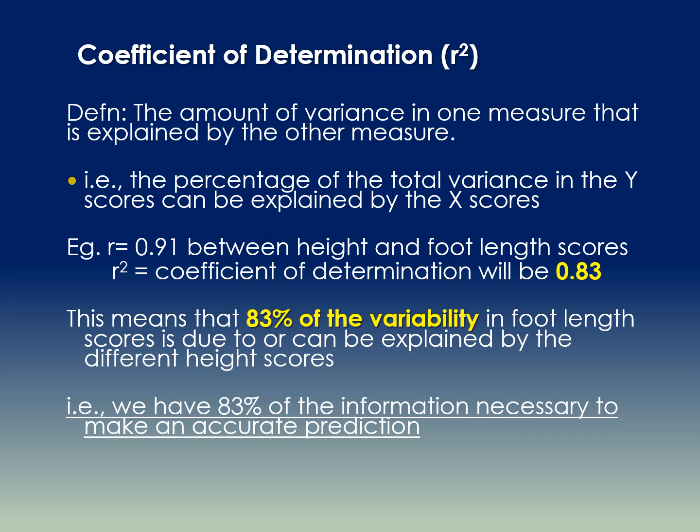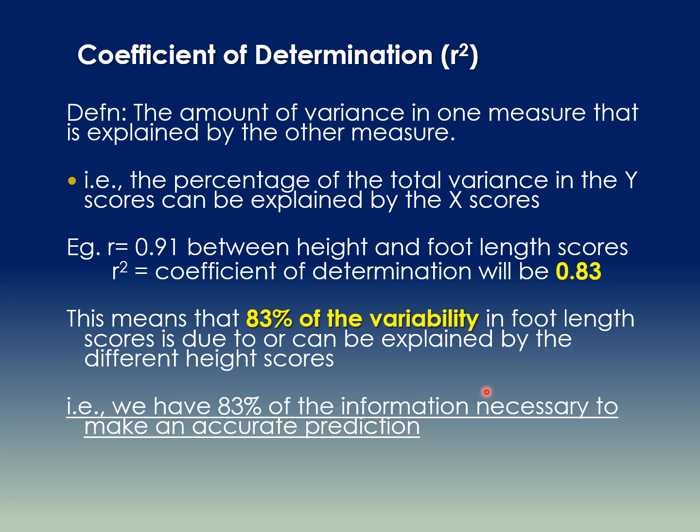Before I talked about a correlation coefficient as a dance together, if we're talking about covariance, not shared variance, but covariance. And now we get into shared variance. And so, for example, if I've got a fairly strong R value of 0.91 between height and foot length scores, the R squared, or the coefficient of determination, is going to be 0.83. And so what this means is 83% of the variability in foot length scores is due to or can be explained by the different height scores.